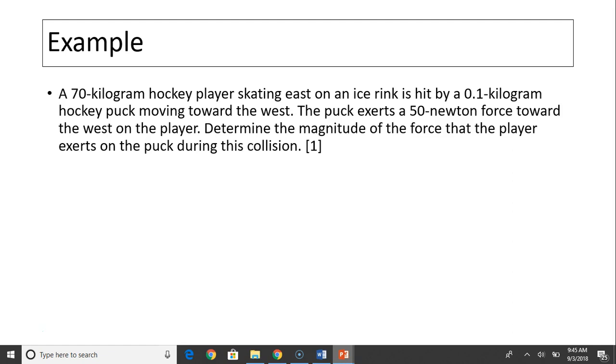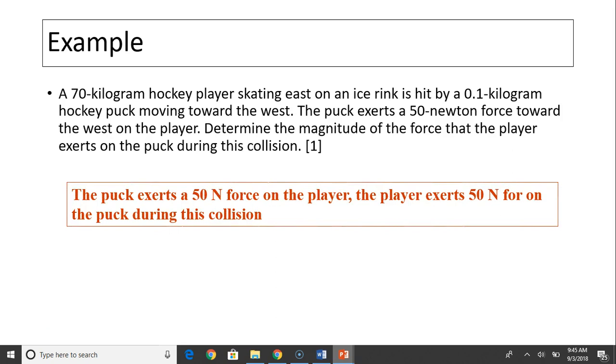Another example, a 70-kilogram hockey player skating east on an ice rink is hit by a 0.1-kilogram hockey puck moving toward the west. The puck exerts a 50-newton force toward the west on the player. Determine the magnitude of the force the player exerts on the puck during this collision. So there are two forces. One is the puck exerts on the player. The other one is the player exerts on the puck. Those are action-reaction forces. So the force the player exerts on the puck is the same, 50 newtons.